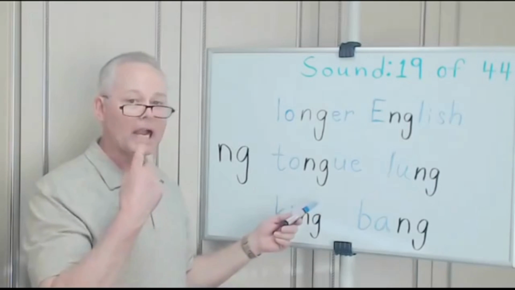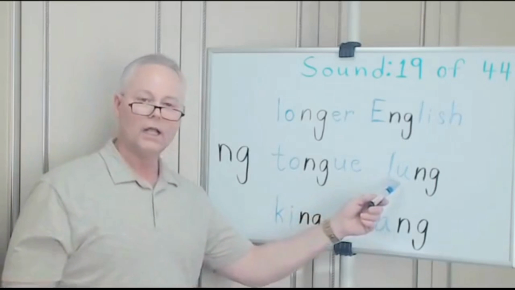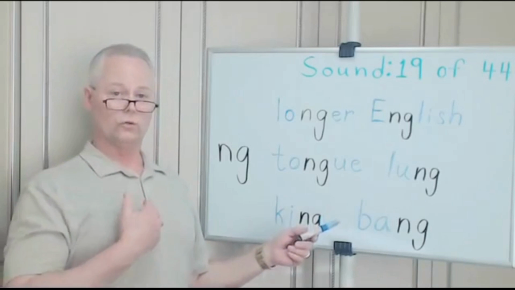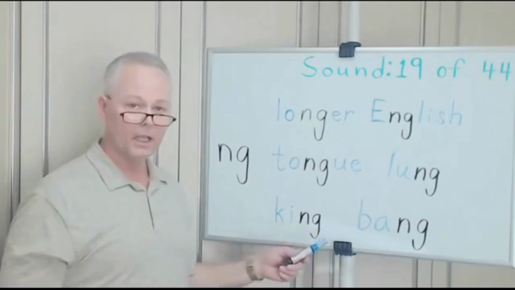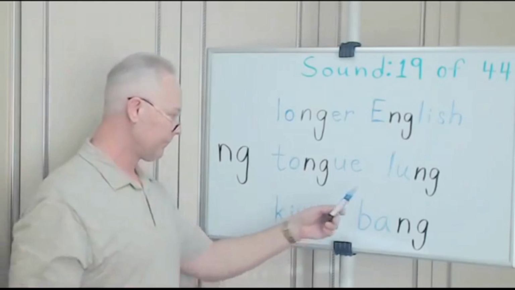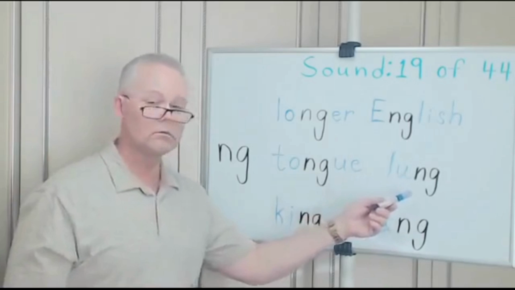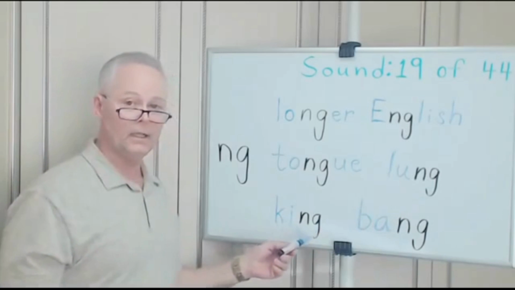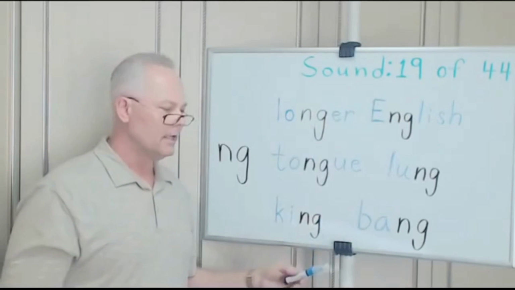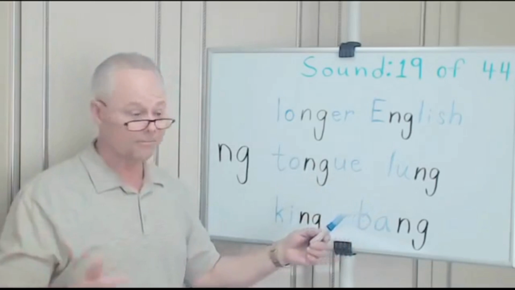Tongue. That's my tongue. I believe you have one too. How about lung? Well, we're supposed to all have two lungs, to breathe with. Lungs. Or, in this case, lung, singular. Plural, lungs. King. Okay. Could be the king of France, the king of whatever. A king. Married to the queen, probably.